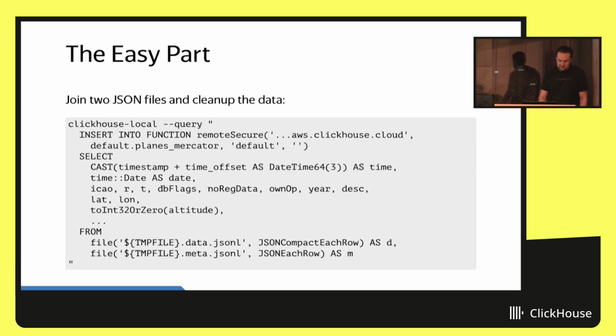So in this example, I will insert data into ClickHouse Cloud with the remoteSecure table function and with this INSERT INTO FUNCTION query. And I will do some data transformation with SELECT. For example, I will take a timestamp from metadata and add a time offset to get the actual time point, select some fields, and just join the cross product of these two JSON files with data and metadata.